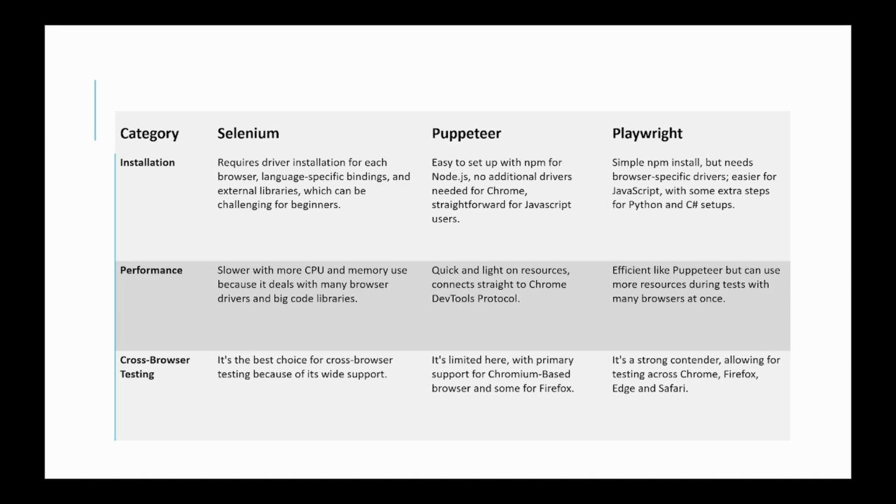But Puppeteer is not quick and connects straight to Chrome DevTools. That's it. But Playwright supports different browsers, right? In that case, we can majorly compare Selenium and Playwright. Playwright is very efficient and faster.